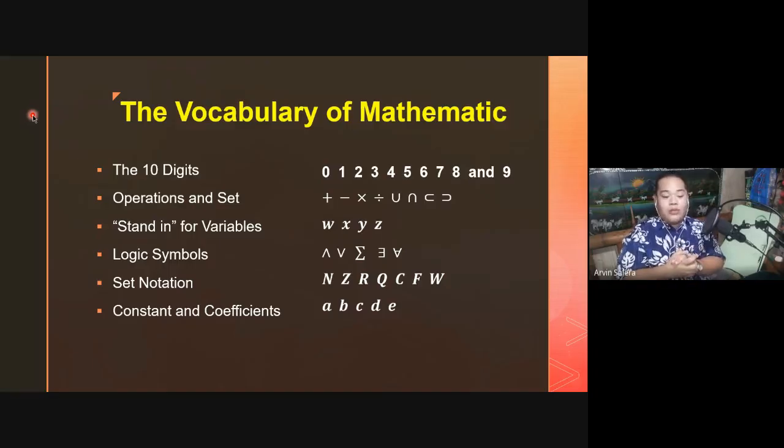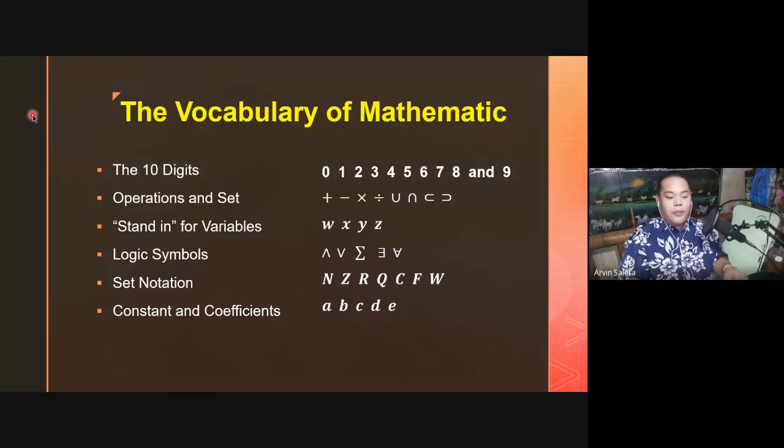How about 12? You just put together 1 and 2, and that is 12. How about 102? You put together 1, 0, then 2, and that is 102. So again, there are only 10 digits that you have to remember.